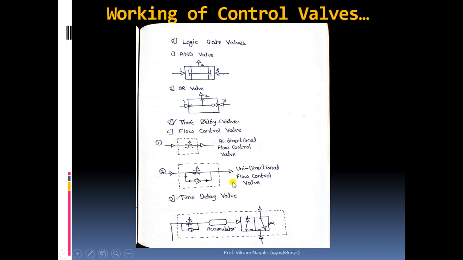Okay, but in case we need to control the air only in one direction and not in the other direction, means suppose there can be a requirement that we want to control the flow in the left to right direction, and whenever we are reversing the flow, that is whenever air is flowing from right side to the left side, it should not get controlled. So whenever such a situation is there, we'll have to deal with this unidirectional flow control valve.